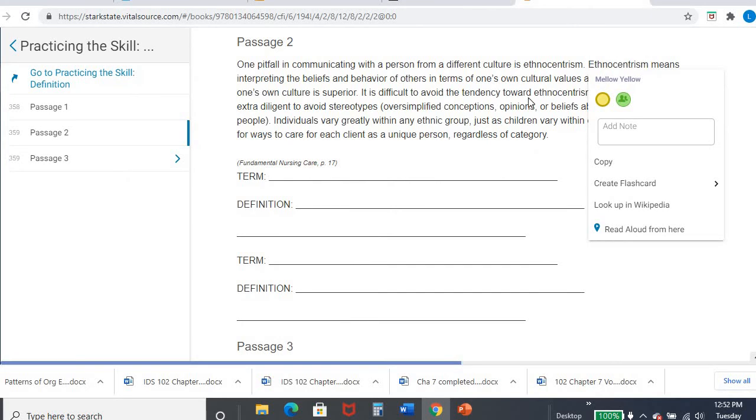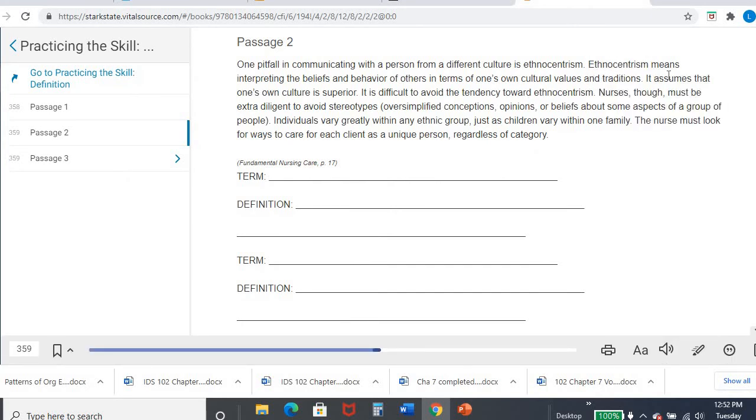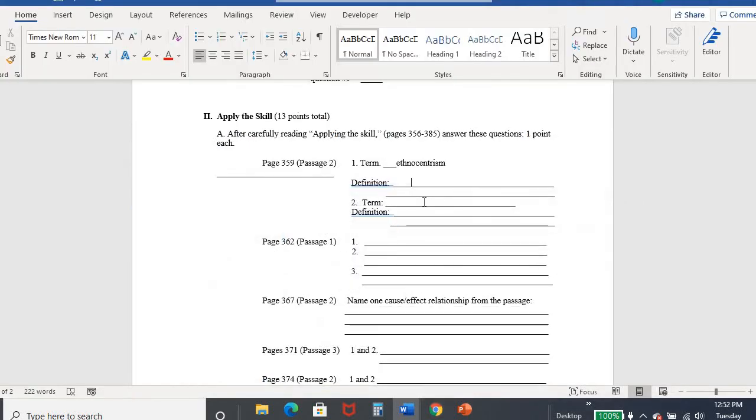Well, in our paragraph here, it says ethnocentrism means. It uses the keyword means. So the whole sentence behind that means is the definition: interpreting the beliefs and behavior of others in terms of one's own cultural values and traditions. That's what you will type or write on the line where it says definition, these 2 spots.